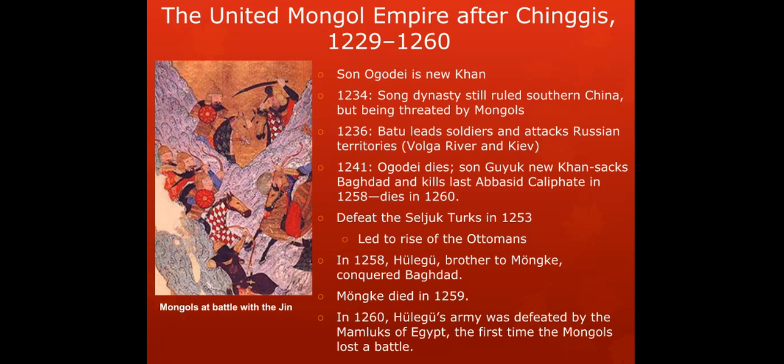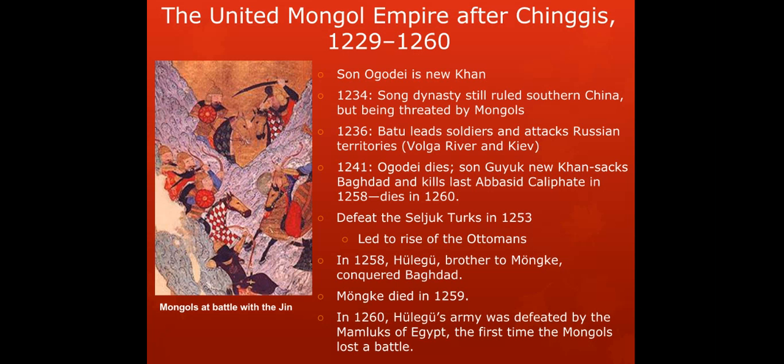Over time, however, the Mongols do begin expanding again. So you've got 1234, the Song still rule southern China. The threat from the Mongols is still very, very real. In 1236, Batu leads soldiers and attacks Russian territories. In 1241, Ogadai dies. His son Gyuk becomes the new Khan and kills the last Abbasid caliph in 1258. He dies in 1260.